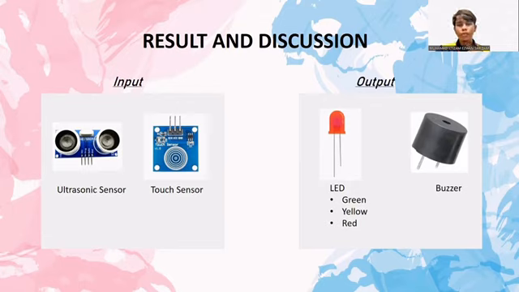So now I will talk about the results and the discussion. Our inputs are the ultrasonic sensor and the touch sensor. The function of the ultrasonic sensor is to measure the distance of any obstacle, and the touch sensor is a switch for our system. The outputs of our system are the green, yellow, and red LEDs, and the buzzer.